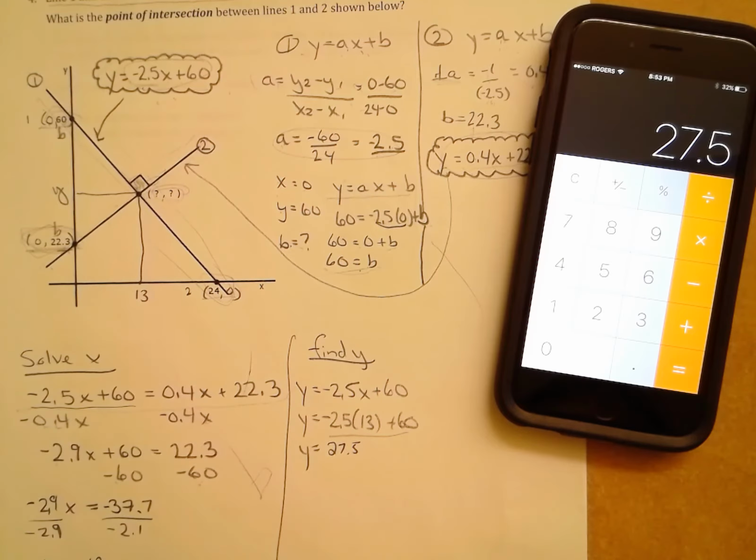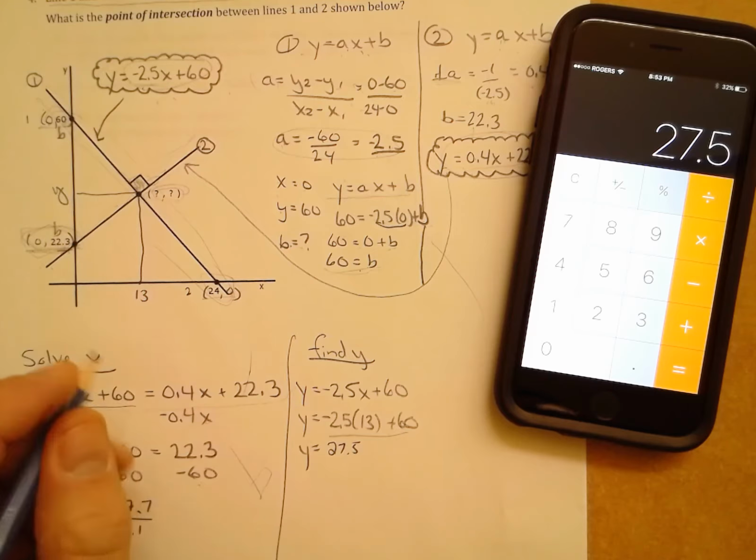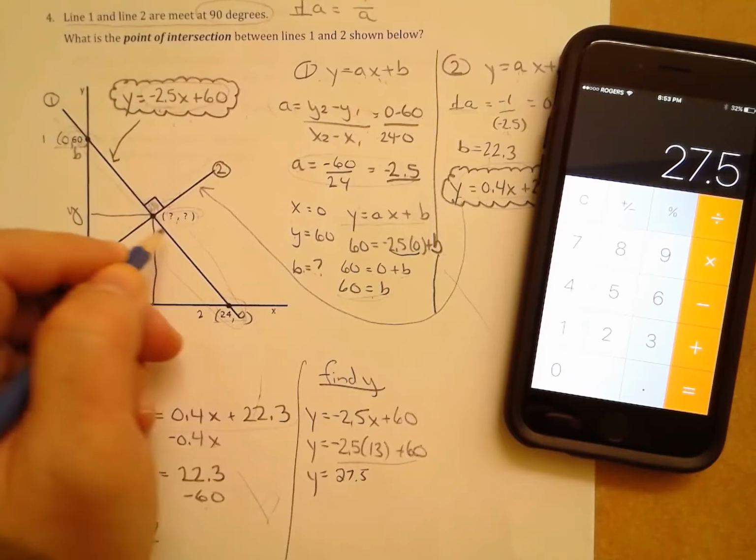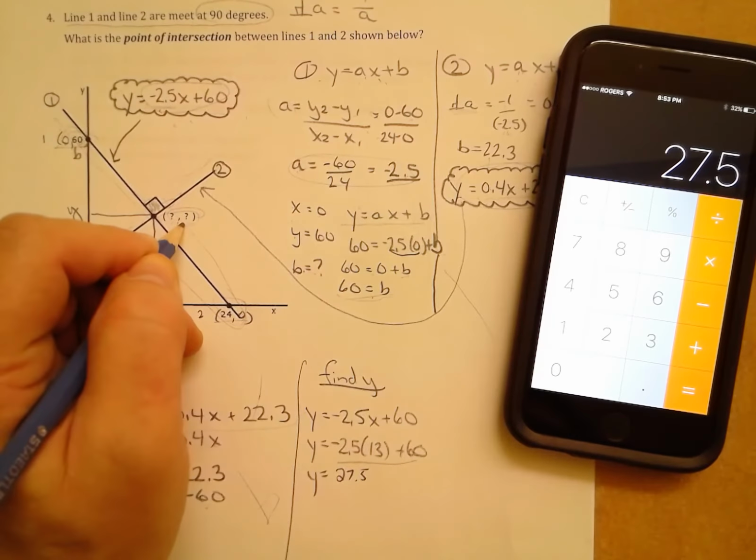Not a pretty number, but that's the right number. So just think about what that means, right? That the x is 13 and the y is 27.5.